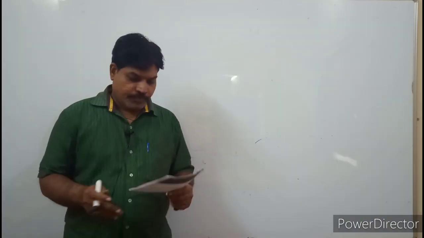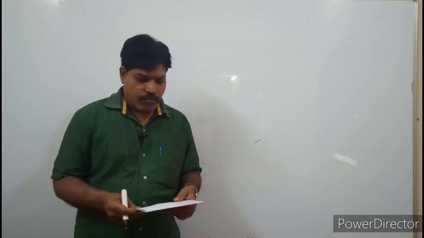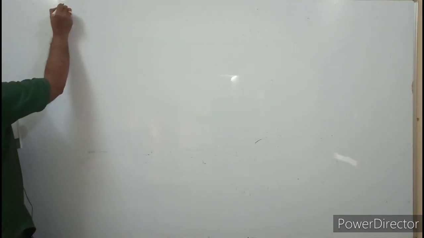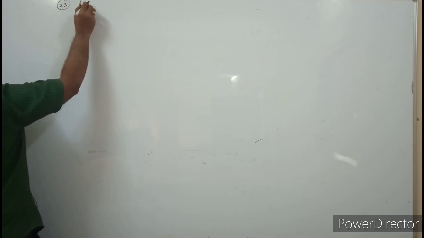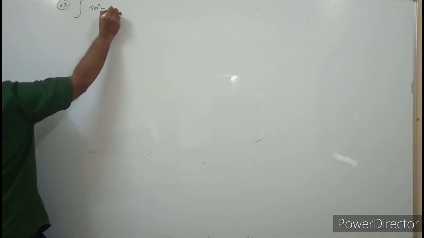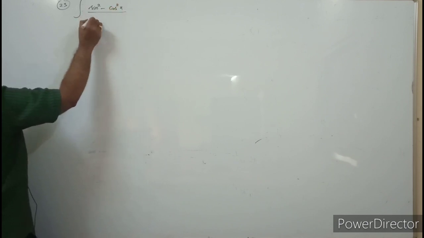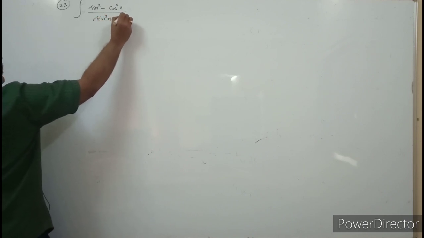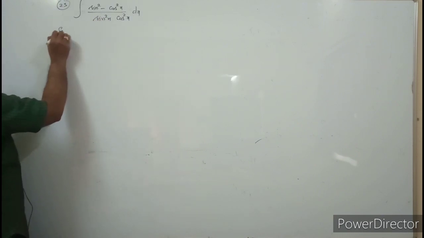See the next question, question number 23. See what question number 23 is. Objective question. So integral of sin square x minus cos square x by sin square x into cos square x into dx. So take the problem here, students.